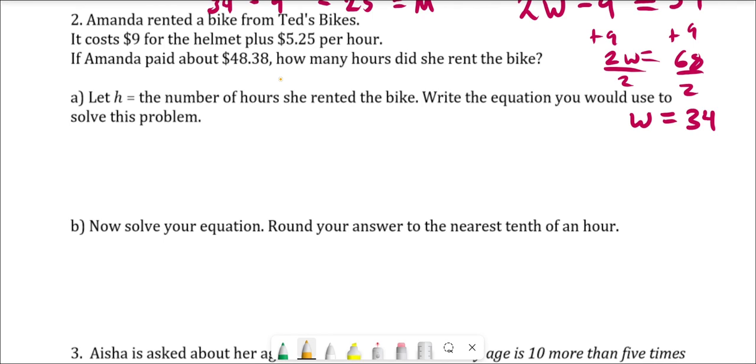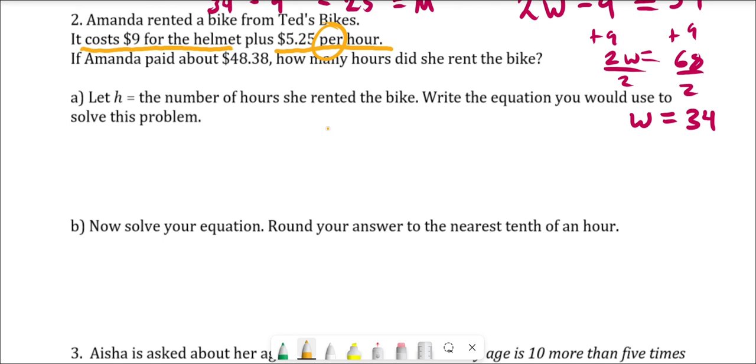So reading through again, we have a fixed cost, $9 for the helmet. And then we have a variable cost, $5.25 per hour. So focusing on the per here, right? This is for each hour, she pays $5.25. So the total variable cost, the total for the hourly charge, is going to be $5.25 times the number of hours.